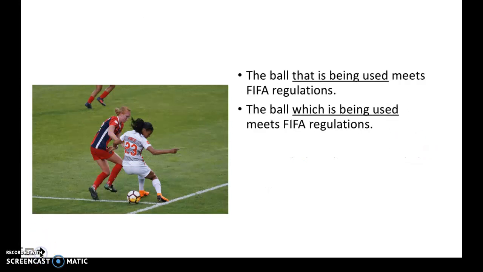Okay, here's another example. The ball that is being used meets FIFA regulations. The ball which is being used meets FIFA regulations. That is being used describes the ball, or which is being used describes the ball. Just like the white and black ball is an adjective that describes the ball. That is being used is an adjective clause that describes the ball.